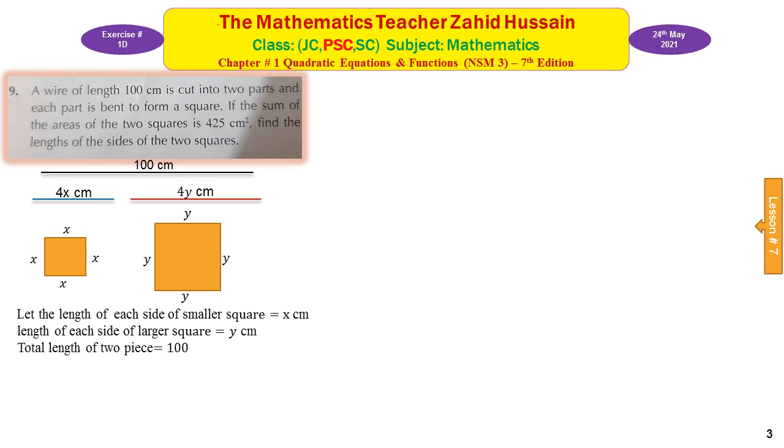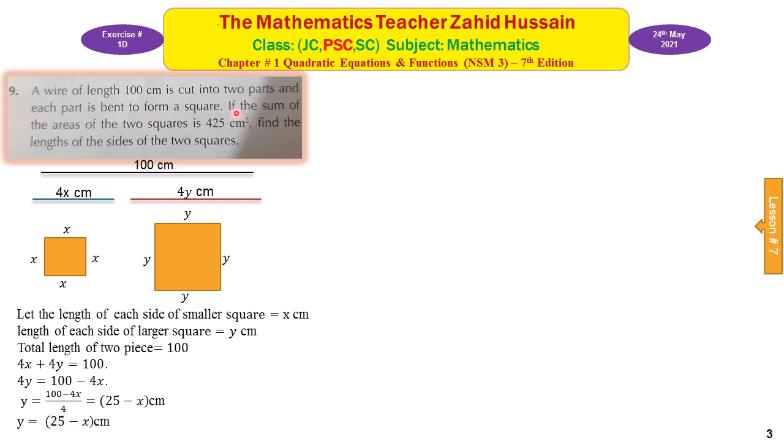Total length of the wire is 100. So two pieces will be added to get 100. Solving this, we will get the value of y, which is equal to 25 minus x. So length of each side of a larger square in terms of x is 25 minus x.